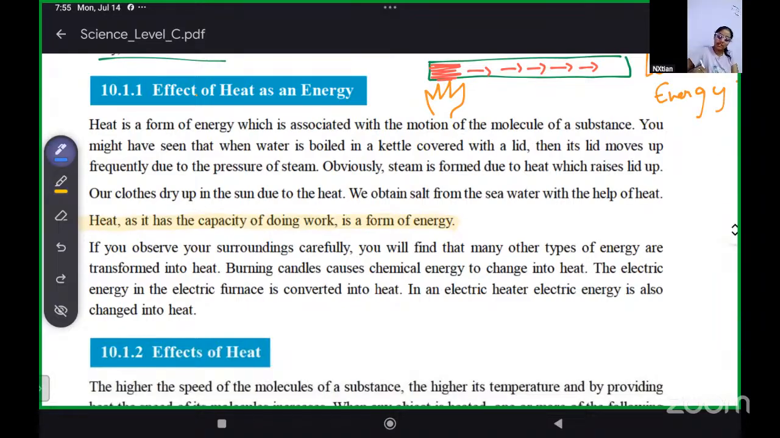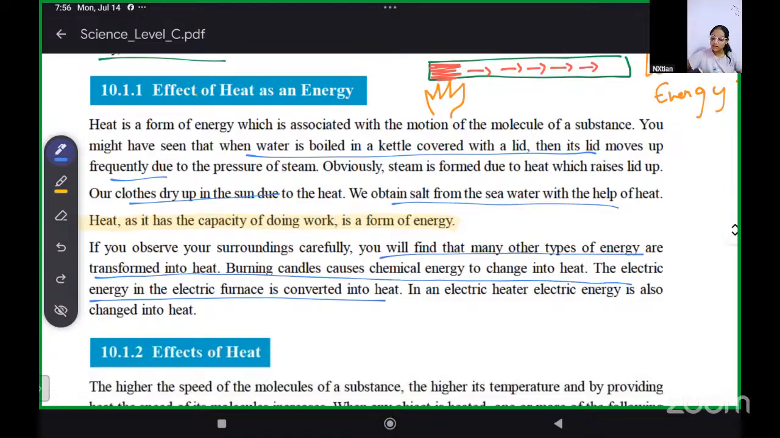These are the examples where heat energy does something, like raising the lid of a kettle, drying up of our clothes, and obtaining salt from the sea. If you observe your surroundings carefully, you will find that many other types of energy are transformed into heat. So there are also a lot of other types of energy that transform into heat.